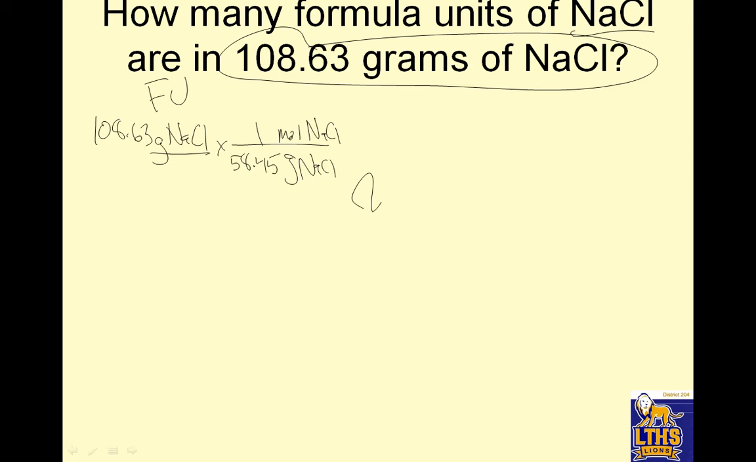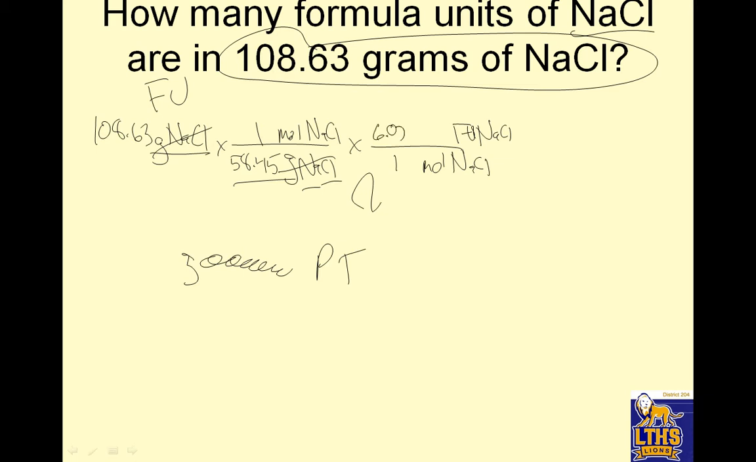58.45 grams. Now, how did I get that? Well, little g stands for grams, and little g stands for go to the periodic table. Sodium's 22.99, chlorine's 35.45, and I added those together. I've canceled that now. Remember, I'm going through moles. Now I have to get out of moles, and I want something that equals here. So one mole of NaCl equals how many formula units of NaCl?